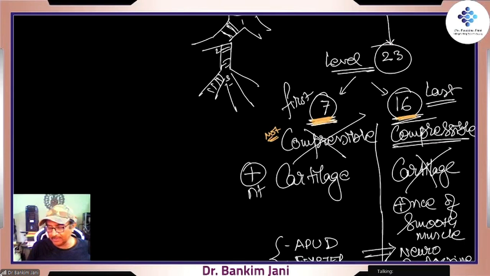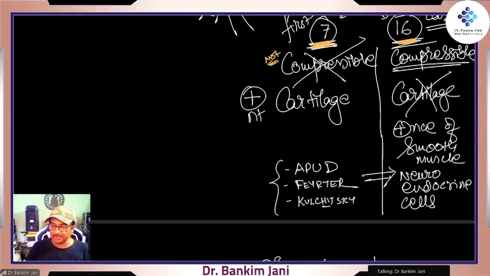From the 8th onwards, the last 16 are compressible because they don't have any cartilage, and there is presence of smooth muscles. Now we know that these smooth muscles are required for collapse and dilatation, right? Because this is under the control of our autonomic nervous system. There are neuroendocrine cells also present. They are called the cells of Kulchitsky. These are the names of the cells.